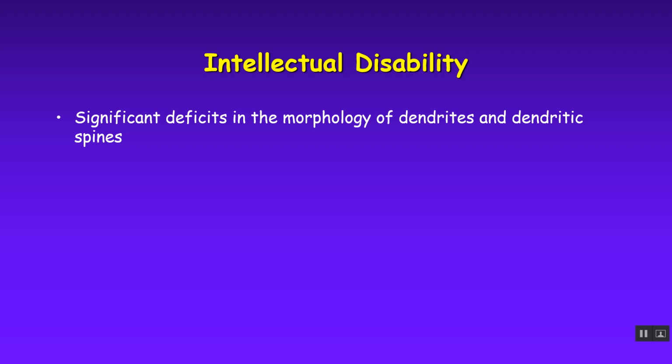And so they just don't have as many dendrites, and they also don't have the dendritic spines, so they don't have as many places for the good connections to develop. Okay, so it's a very common feature of intellectual disability.